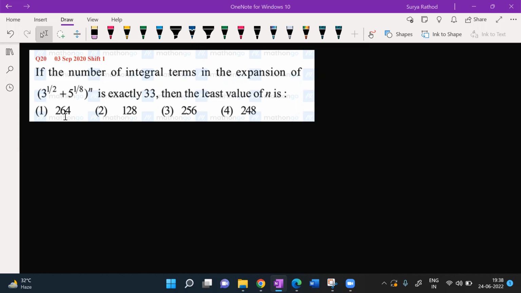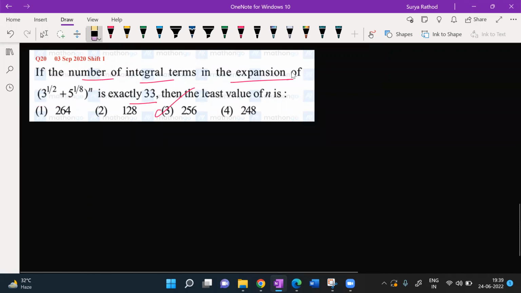What is the answer you got? 256. Okay, right answer. How many have done this? Quick, quick, quick. See, (3 to the power of 1 by 2 plus 5 to the power of 1 by 8) whole to the power of n: the number of integral terms in the expansion is exactly 33. Then the least value of n is what?